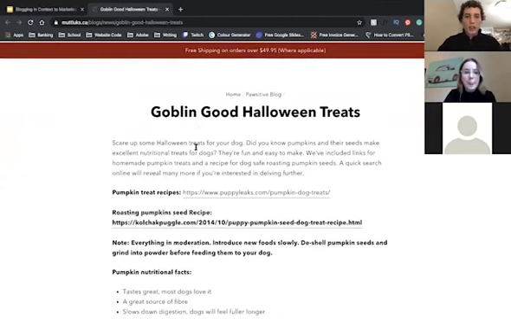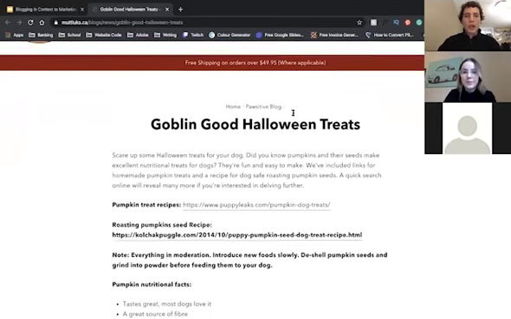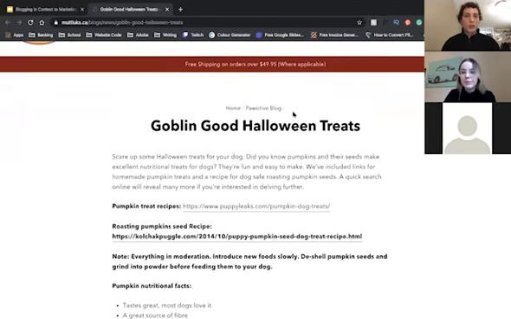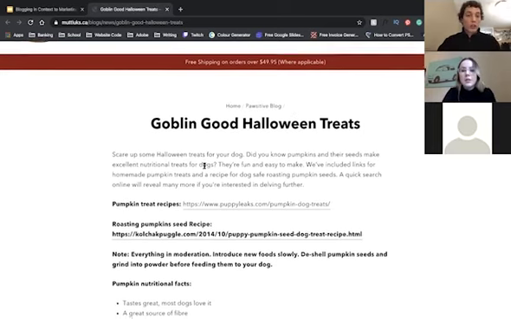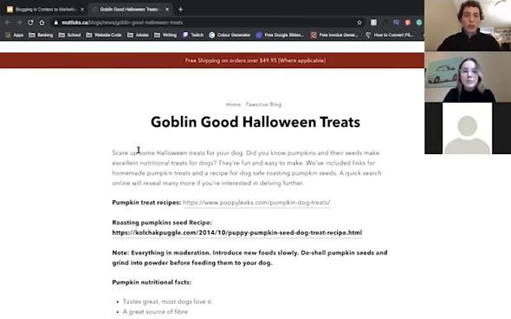And as you can see from the title, "Goblin Good Halloween Treats," I don't know from reading that what this is about. This could be about anything. This could be a treat for your kid, a treat to put outside for Halloween. Really, I don't know what this is about. Then if we continue to read through it, you get "scare up some Halloween treats for your dog." Then we're starting to get it. This is a really poor title because you don't understand what's going on in the blog.